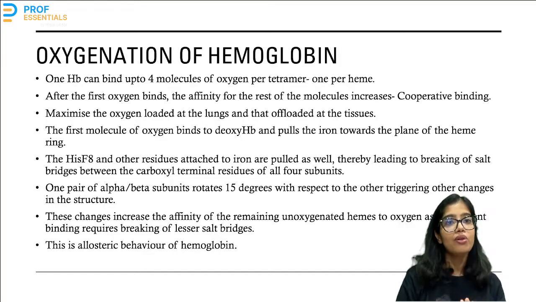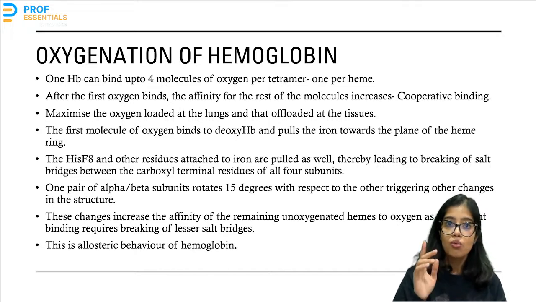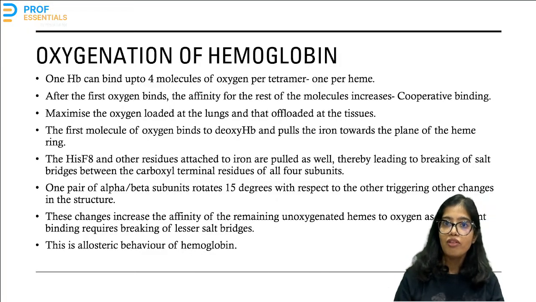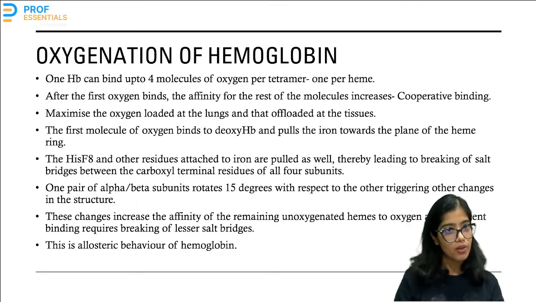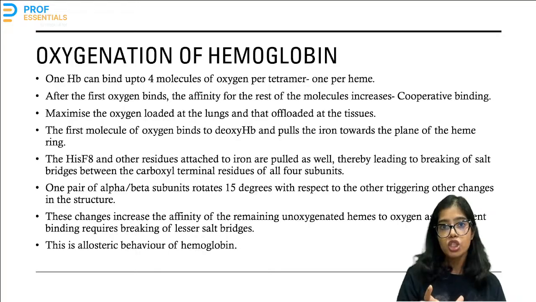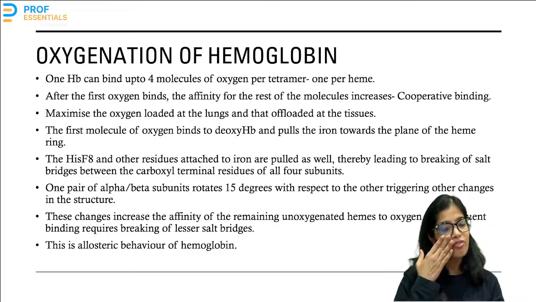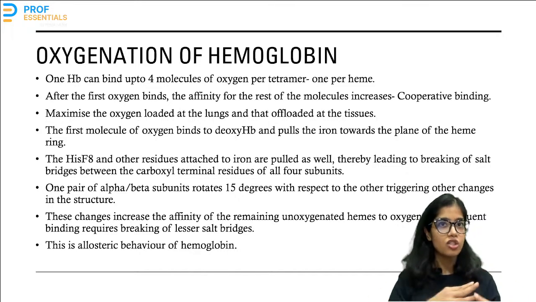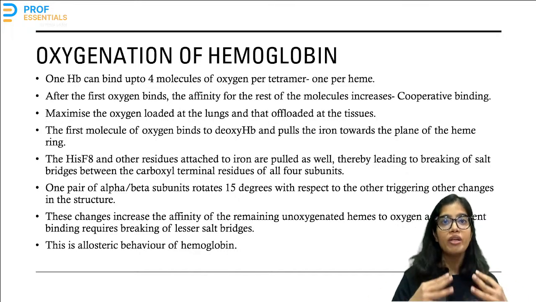So one molecule of hemoglobin can bind to 4 molecules of oxygen. How? Because hemoglobin is a tetramer. So one molecule of oxygen can bind to one molecule of heme. So per hemoglobin we have 4 heme molecules, so there will be 4 molecules of oxygen per hemoglobin. After the first oxygen binds, the affinity for the rest of the molecules of oxygen increases. First oxygen will bind and it will pave the way for easy binding of the rest of the oxygen molecules. This is known as cooperative binding.